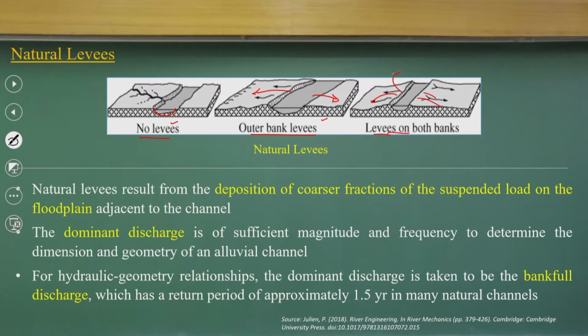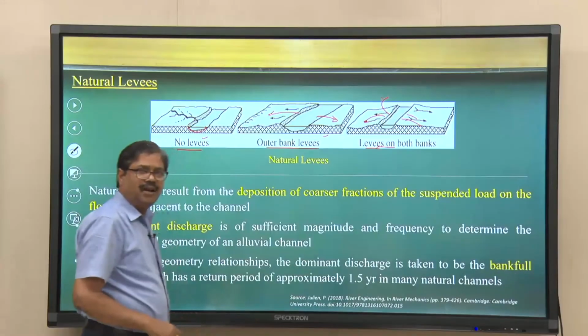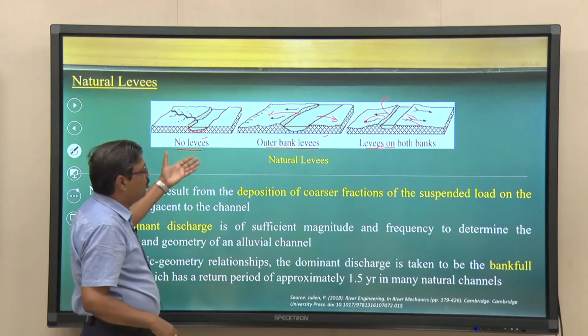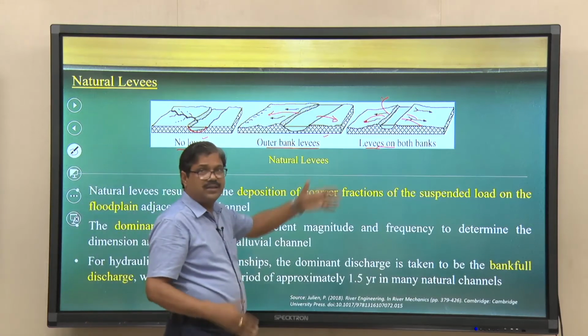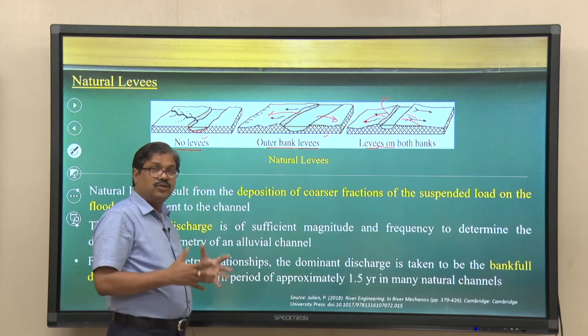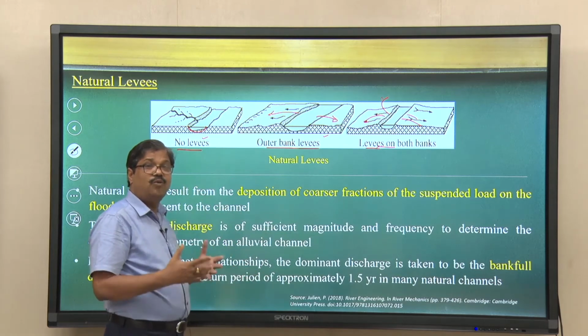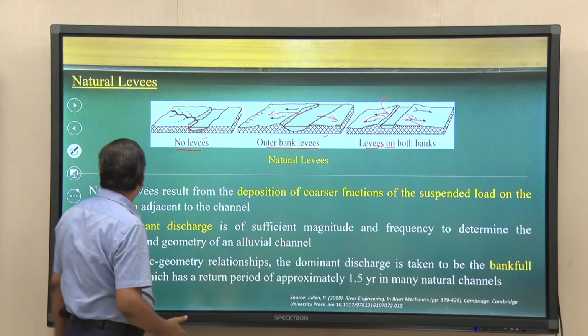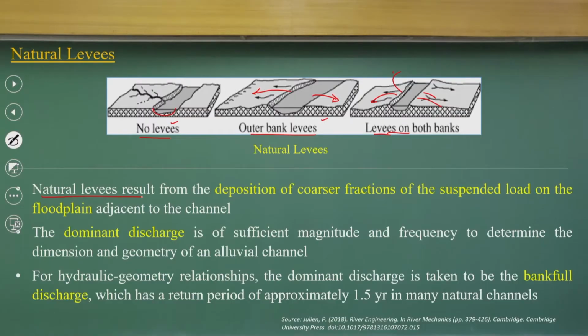This is a natural levee. Natural levee processes are there, or no levee, natural levee process on both banks, or on the outer bank. If these are the conditions, now we have to look at what the bank full discharge is. The natural levees result from deposition of coarse parts of the suspended load on the flood plain adjacent to the channels.